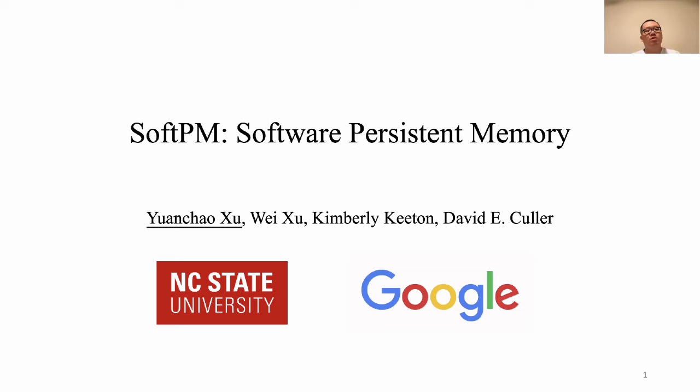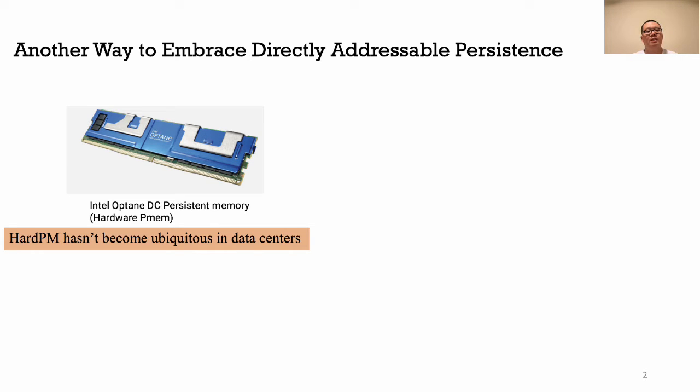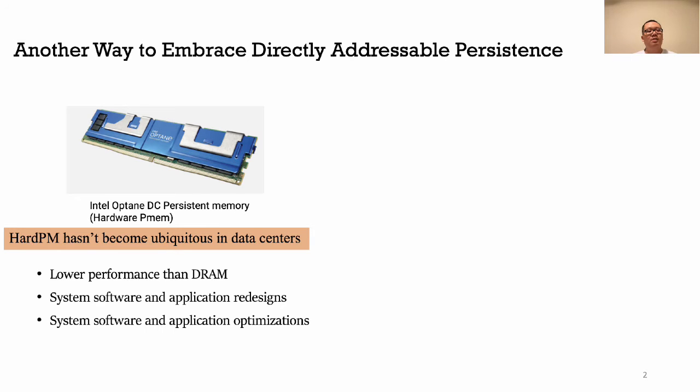I will introduce our work, Software Persistent Memory. The hardware persistent memory like the Intel Optane DC has been commercially available, but that has not become ubiquitous in the data center due to the following reasons. First is that it has lower performance than the DRAM, and second, the system software and applications need to be redesigned to use this direct addressable persistency. Meanwhile, they also need to apply some optimizations to further mitigate the low performance of the current hard PMM.